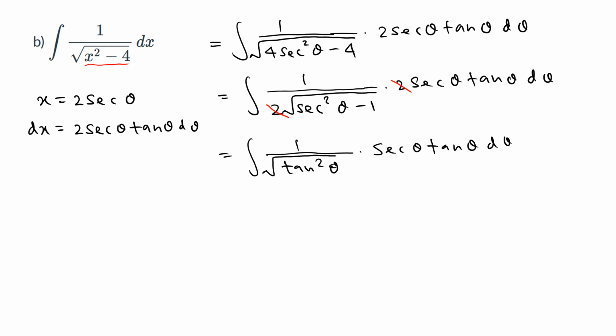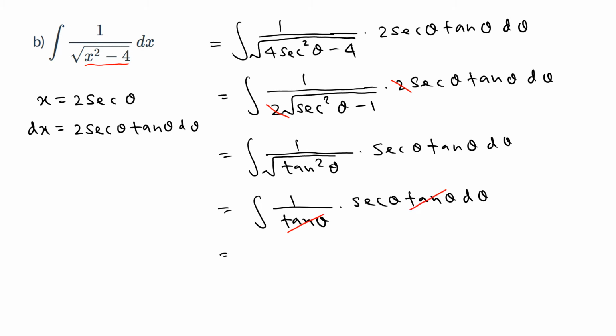So this is one of the Pythagorean identities. We know that secant squared theta minus 1 is simply tan squared theta. Now this is under the square root, so they get cancelled. So that means you're going to get 1 over tan theta, and we have secant theta tan theta d theta. You can see tan and tan get cancelled.